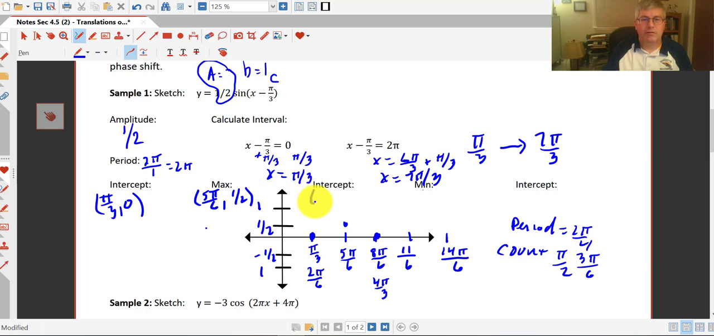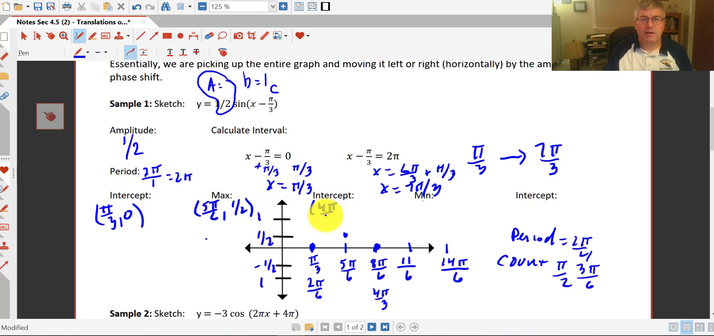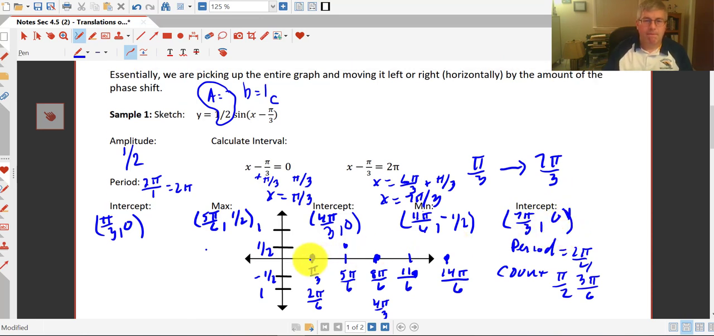Then we have another intercept at 8 pi over 6, or 4 pi over 3, 0. And then we're going to have a minimum, probably down here somewhere. And that minimum point is going to be 11 pi over 6 and at negative 1/2. And then it's going to swing back to 0 again. So we have another intercept at 7 pi over 3, or 14 pi over 6, 0. And we draw our sine curve and connect all those points.